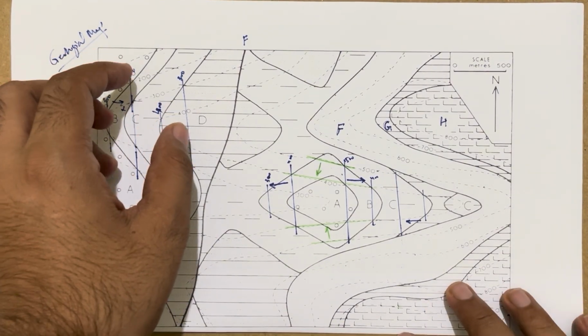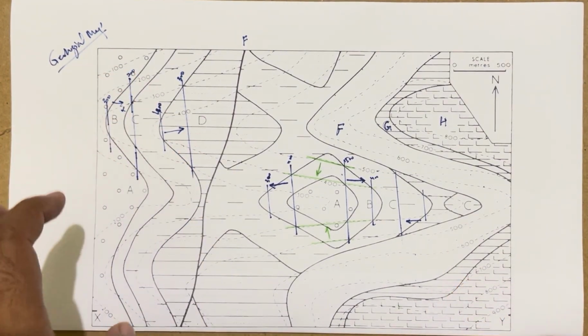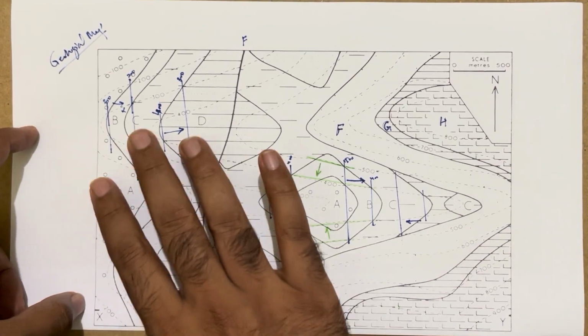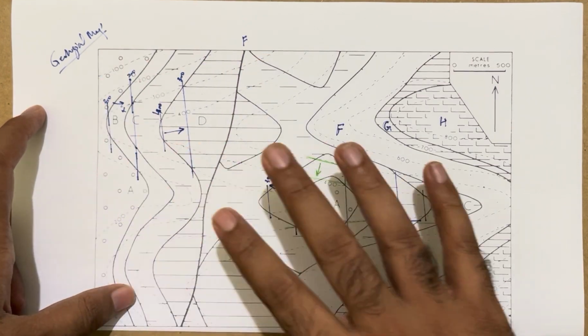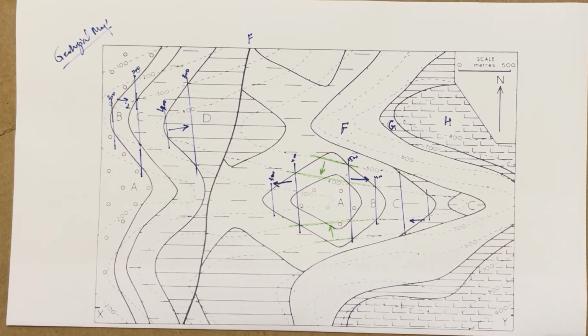But on this side we are not getting any folding. But the beds present in the western side of the fault, we are getting the same setup here. So what kind of scenario is it?